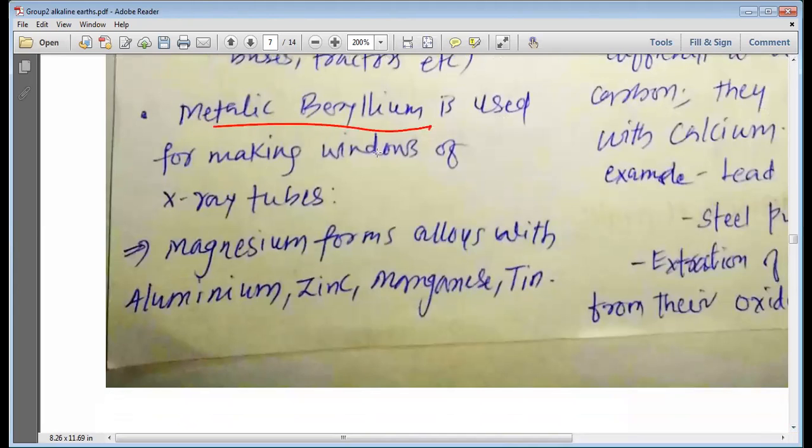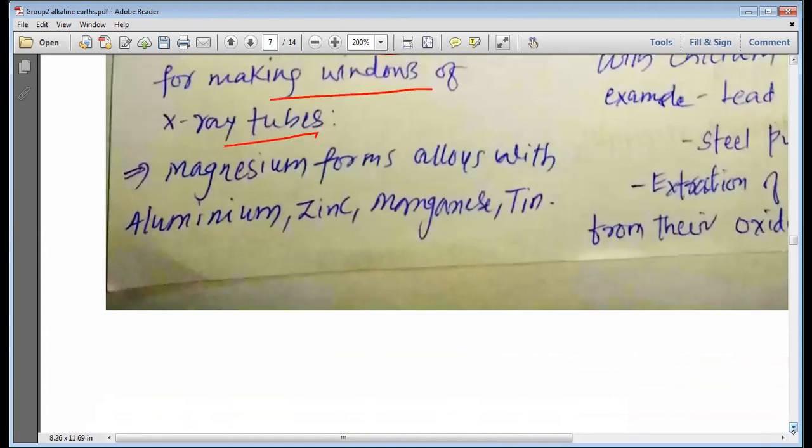In the same way, metallic beryllium is used for making the windows of X-ray tubes. You know, when we go to doctors, they suggest us to go for X-rays. When these X-rays are taken, the X-ray tube windows are made from beryllium metal.